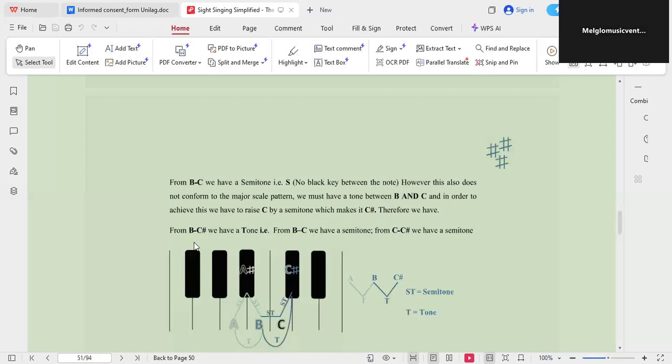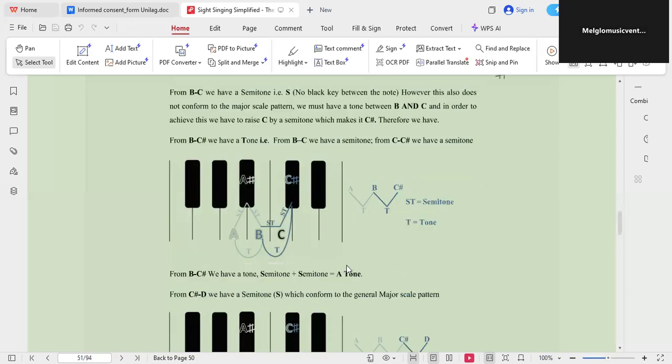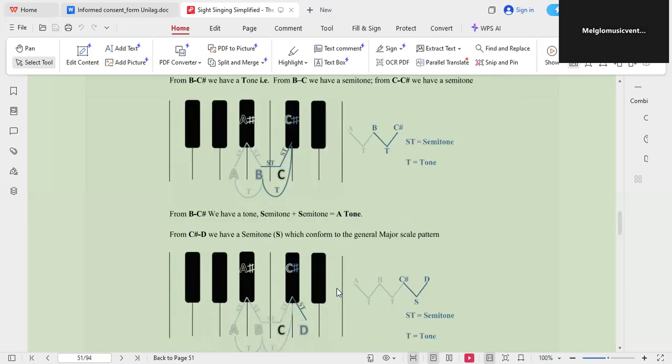Therefore, from B to C sharp we have a tone, that is from B to C, a semitone, and from C to C sharp, a semitone. So from B to C sharp, a tone. That's the semitone of B to C plus the semitone of C to C sharp. So our C on A major scale is sharpened.